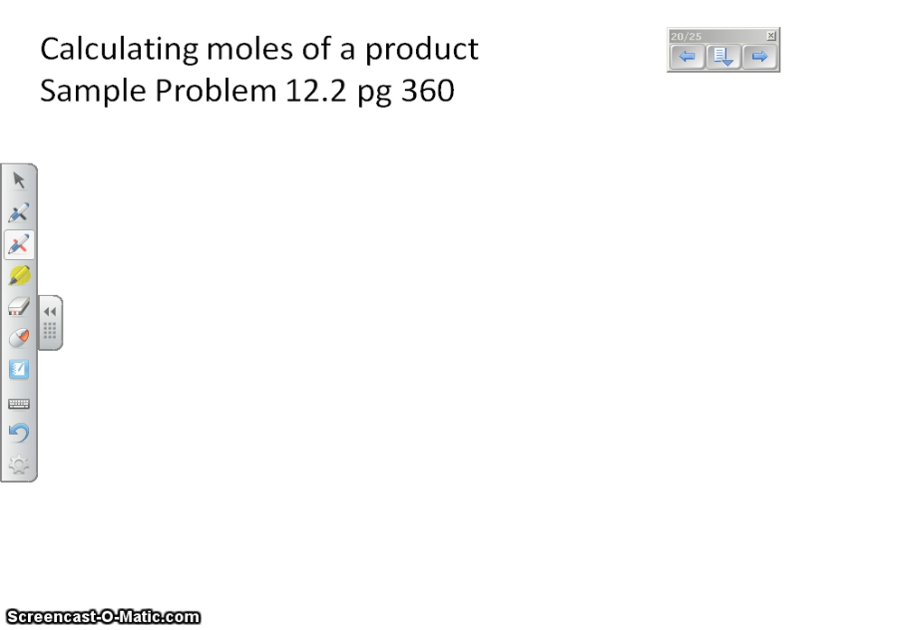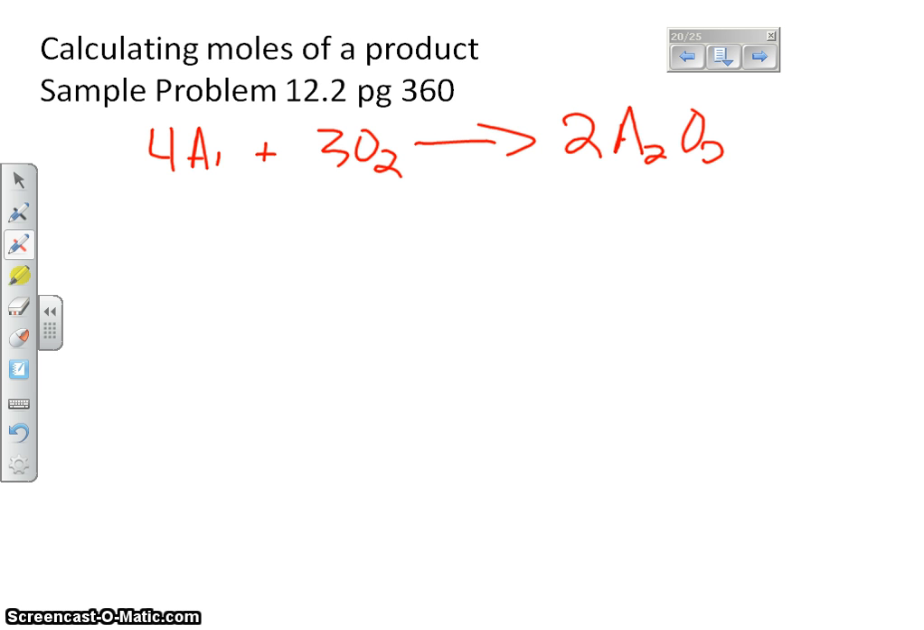I'm going to do sample problem 11 on page 12.2. The formula is 4 aluminum plus 3 oxygen produces 2 aluminum oxide, Al2O3. Sorry, that's a 3.